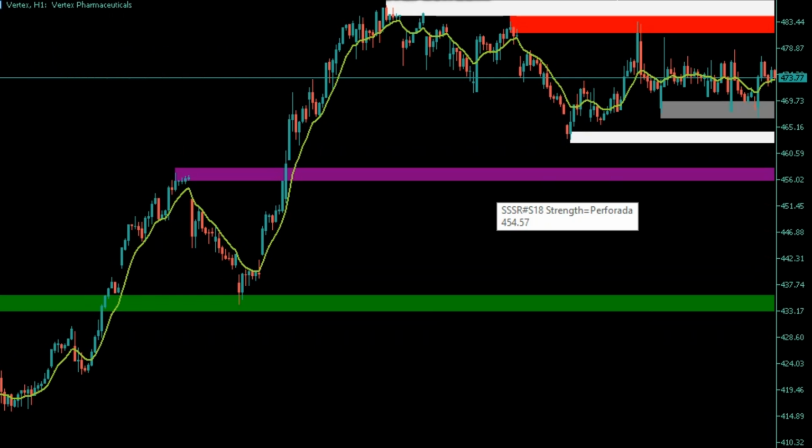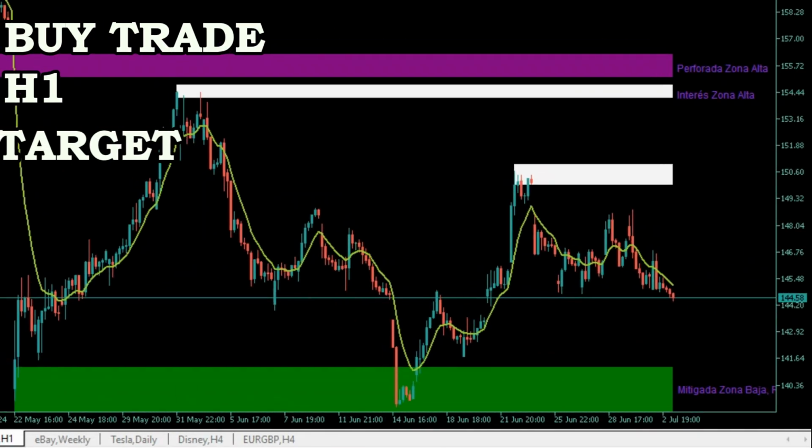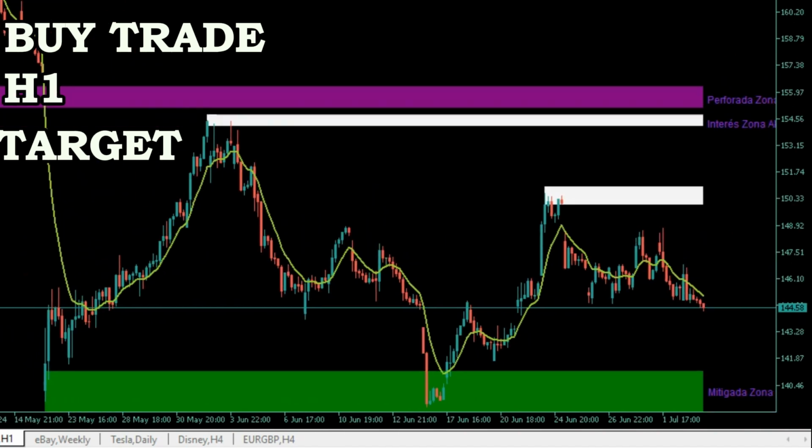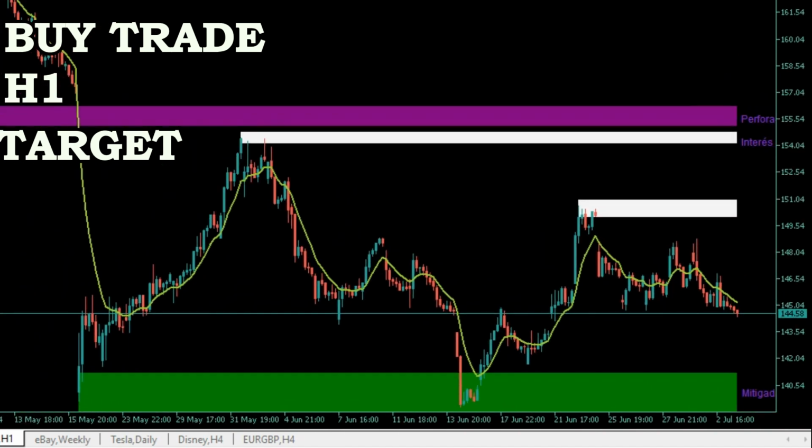Well, now let's take a look at some practical examples. We shall begin with the buy trade. Right, this is an H1 chart for Target Corporation. As you can see, we have different zones. We have the white zone, we have the purple zone, and we have the green zone. But as we said, we are only going to be focusing on the green zone.